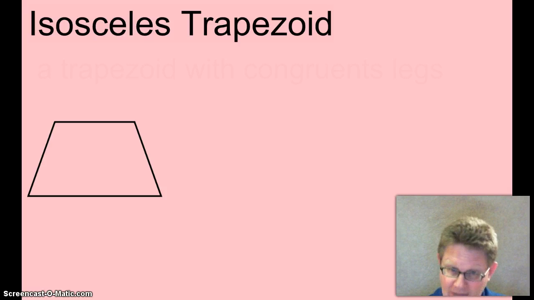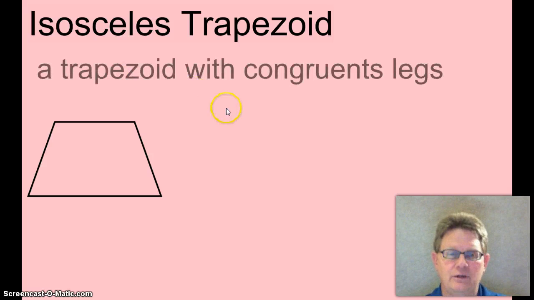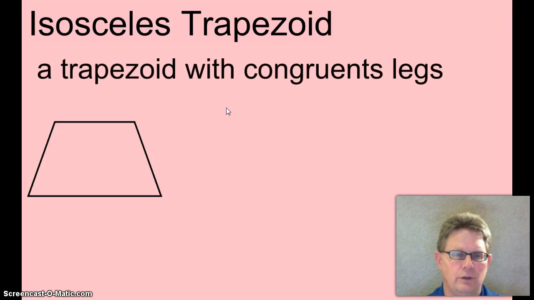That's because of an isosceles trapezoid, kind of like an isosceles triangle. That's why it makes sense that we would call those legs. An isosceles trapezoid is a trapezoid with congruent legs. So you've got one pair of opposite sides that are parallel and one opposite pair of sides that are congruent to each other. Now with this isosceles trapezoid, you've got some crazy things going on.